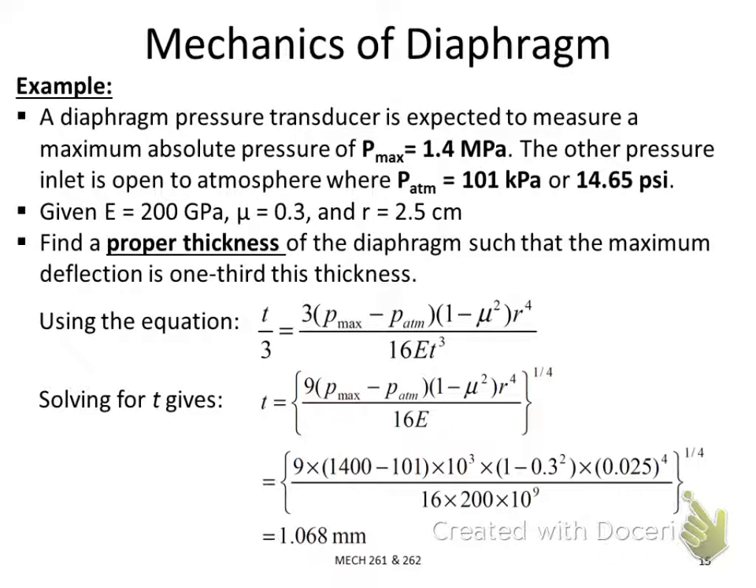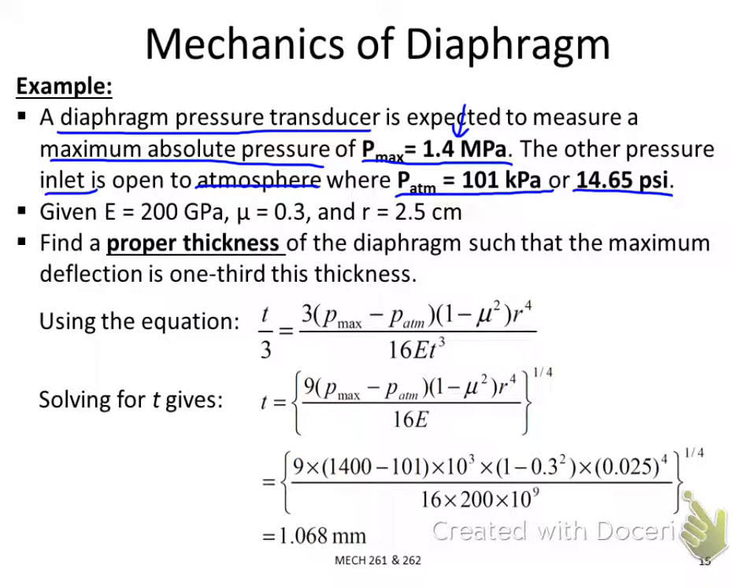So we are designing a diaphragm pressure transducer. We know the maximum absolute pressure applied to the diaphragm is 1.4 megapascal. And usually this diaphragm pressure sensor has two inlets. So this maximum absolute pressure is applied to one inlet, and the other pressure inlet is open to atmosphere. So that means what we are measuring is actually the gauge pressure. This is the value of the atmosphere, or expressed in psi.